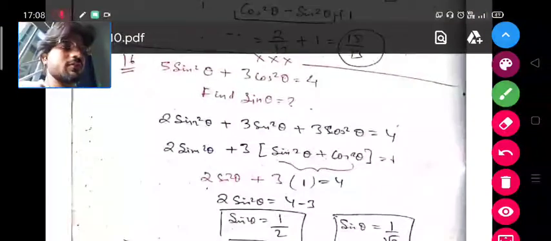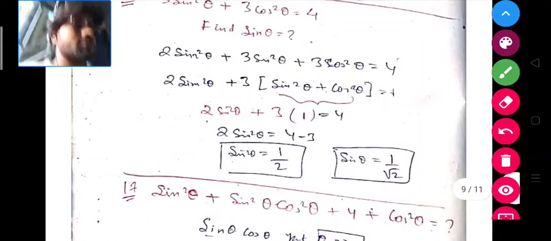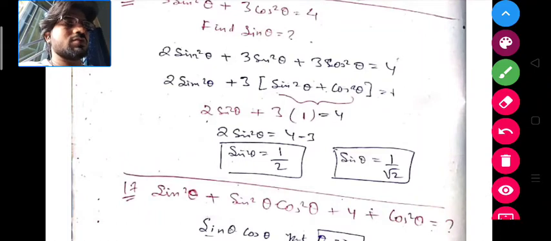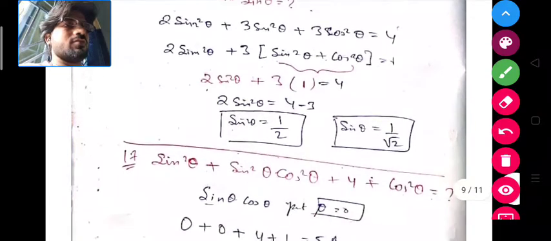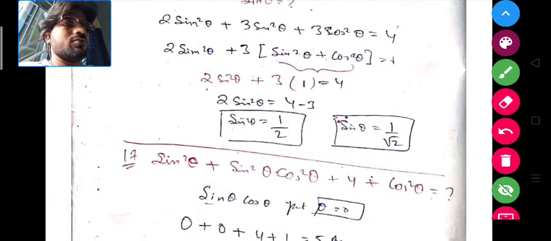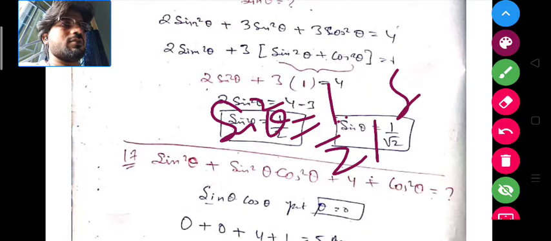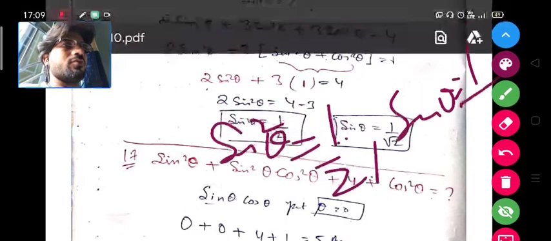And the value of sin theta is 1 by 2. So you have the value as 1 by root 2, because you take the square root to take out the square. This is sin square theta, which is equal to 1 by 2. So sin theta is equal to 1 by root 2.